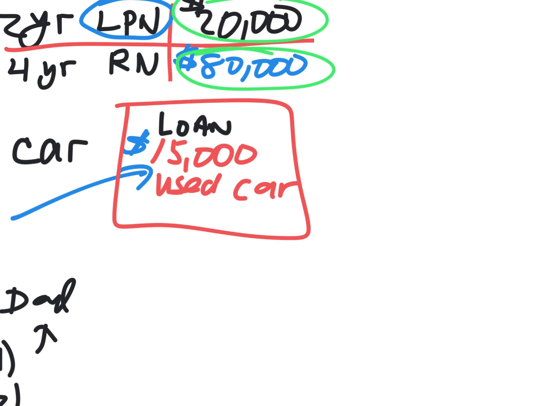If you're just agonizing forever over, I'm not sure which job I want to have, pick a job, get it over with. You don't want to make your project last forever because you're being indecisive. So pick a car, pick a job, and then move on.